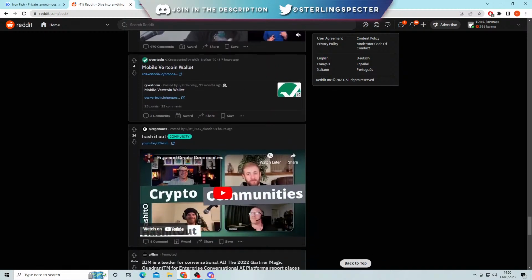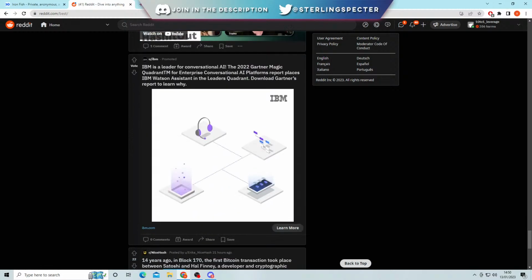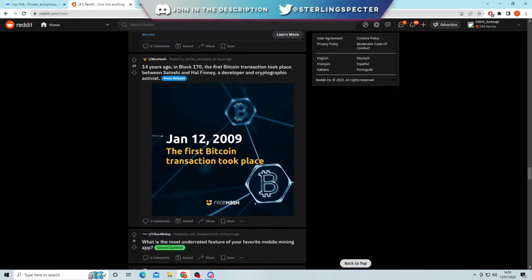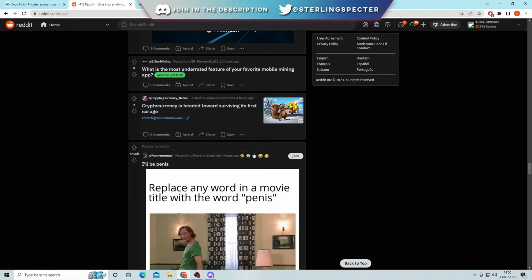Anything else? Mobile Vertcoin wallet. That's cool. What else? 14 years ago in block 170, the first Bitcoin transaction took place. Cool.